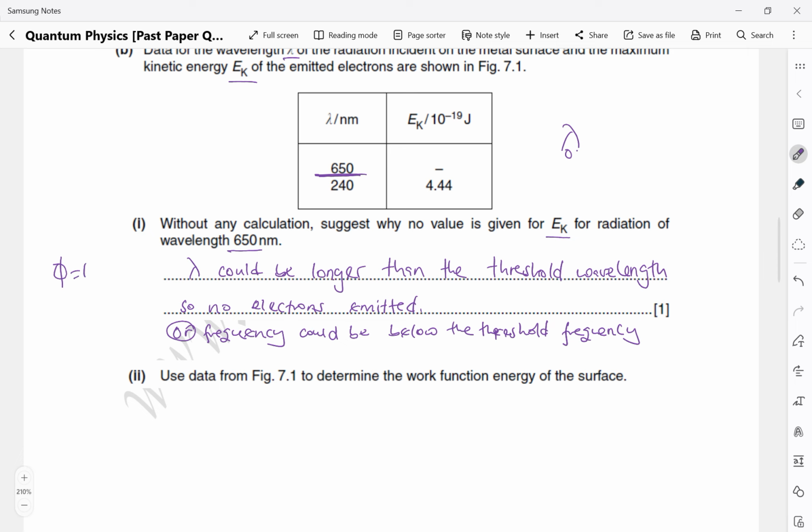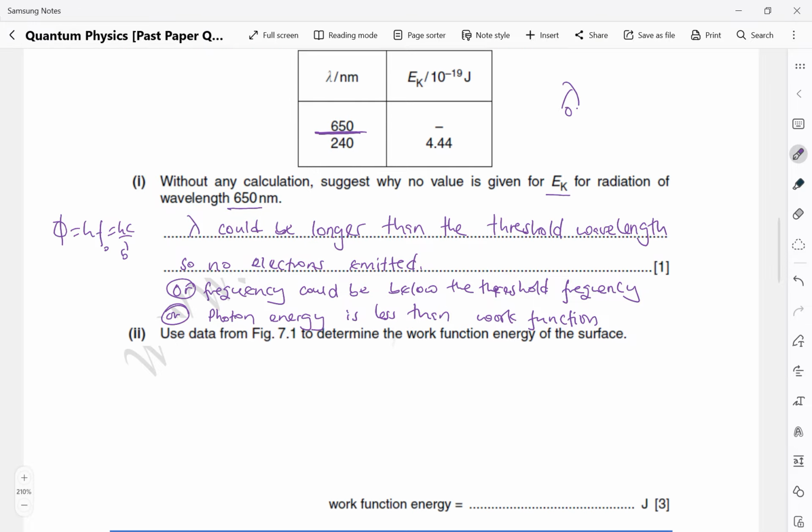Also note that work function energy is hf naught, which is hc over lambda naught. So I can also explain this in terms of work function, and I would say the photon energy is less than the work function. If the photon energy is less than the minimum required to release an electron from a metal surface, then we don't expect photoelectrons to be emitted, and therefore we cannot have a value for kinetic energy when there are no photoelectrons emitted.